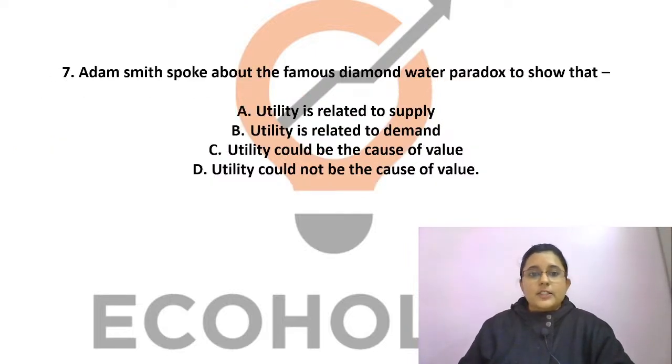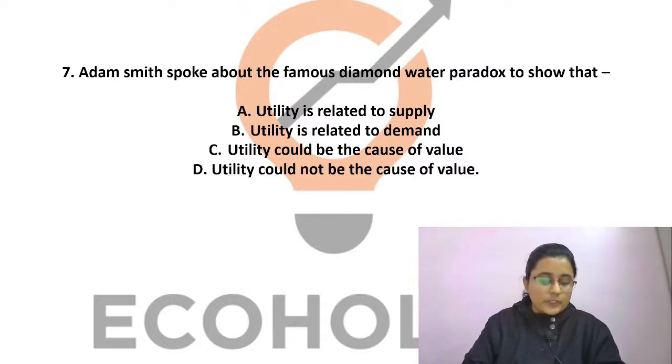Adam Smith spoke about the famous diamond water paradox to show, option A, utility is related to supply, option B, utility is related to demand, option C, utility could be the cause of value, or option D, utility could not be the cause of value? What should be the right answer to this question?